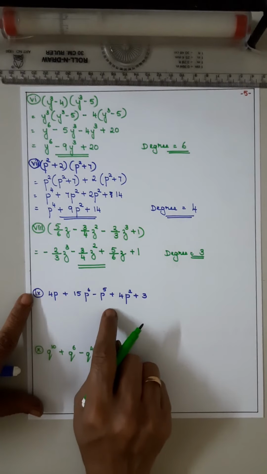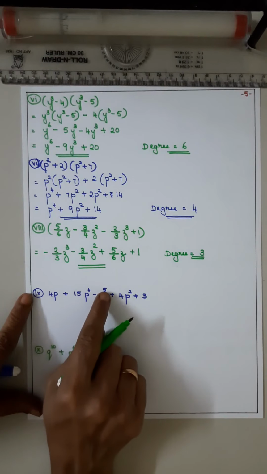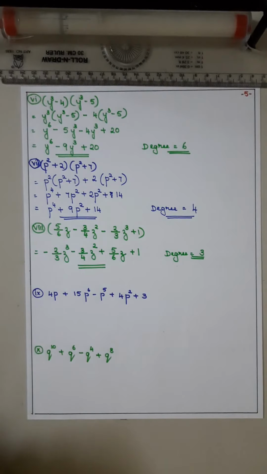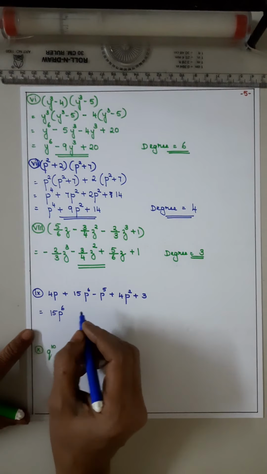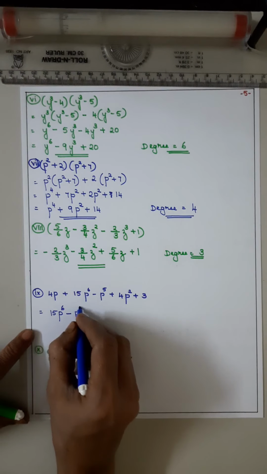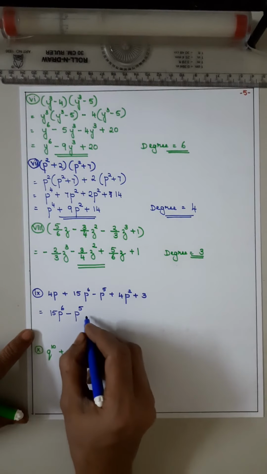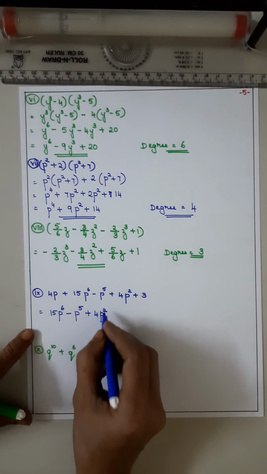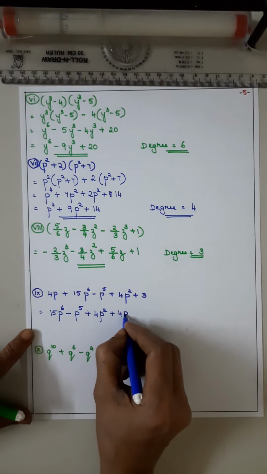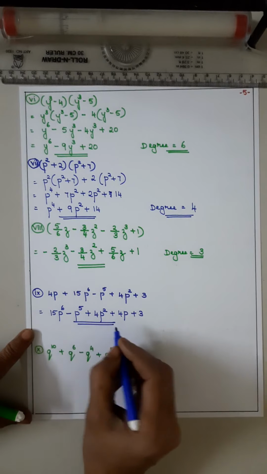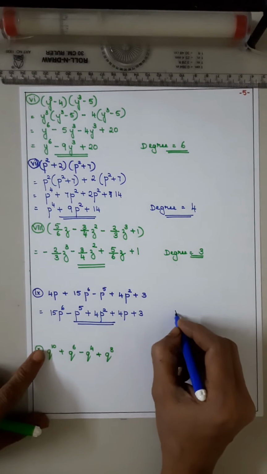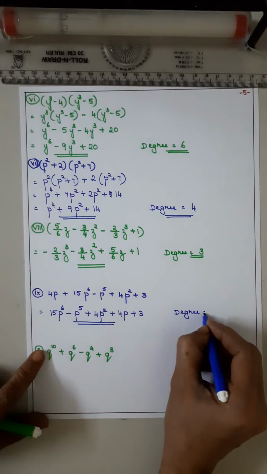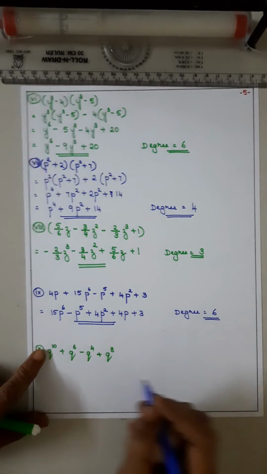Now here again it is P, meaning 1, 6, 5, 2, 3. So first which one do you have to write? It is 15 P to the power 6, then minus P to the power 5. Next it is plus 4P square. Next plus 4P plus 3. Remember, if there is no sign in front, that means it is plus. Okay, now here the degree is the biggest, 6.